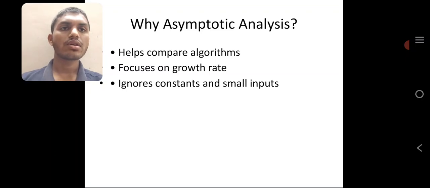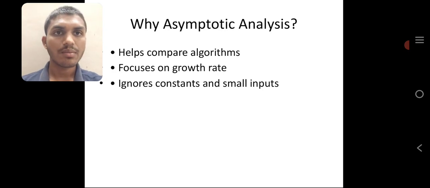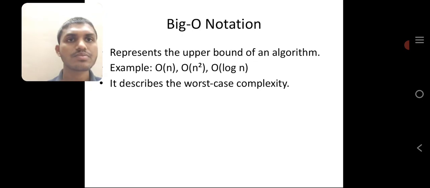Why asymptotic notations analysis? Helps compare algorithms, focus on growth rate, ignores constants and small inputs. By seeing different algorithms, we can compare them, as some are in pseudocode, in English language, and binary language also. Focus on is the faster rate of the execution of the program.